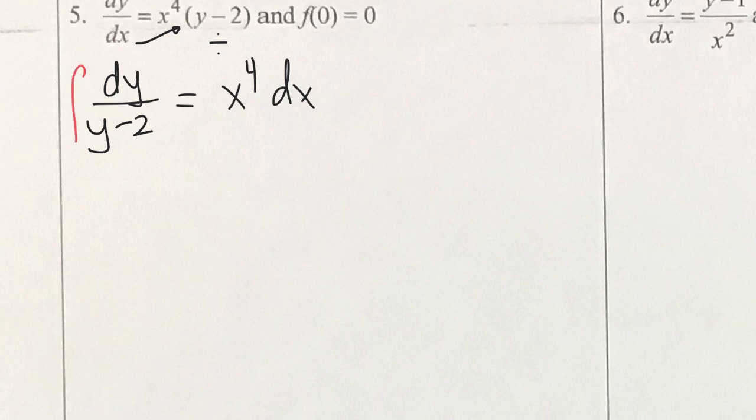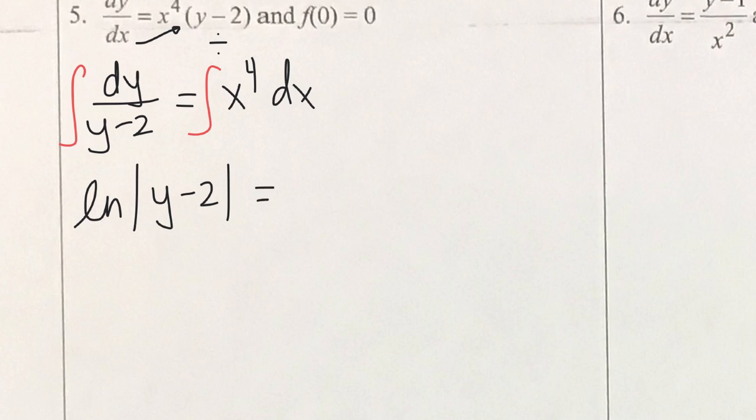Okay, so we're going to integrate both sides and take the antiderivative. The antiderivative of dy over y minus 2 is the natural log of the absolute value of y minus 2. When we take an integral and get a natural log, we make sure we have the absolute value of that function. And here we have 1/5 x to the 5th plus c.